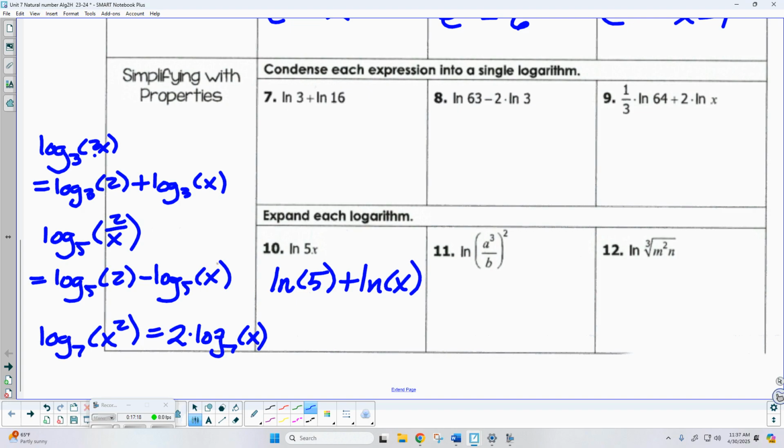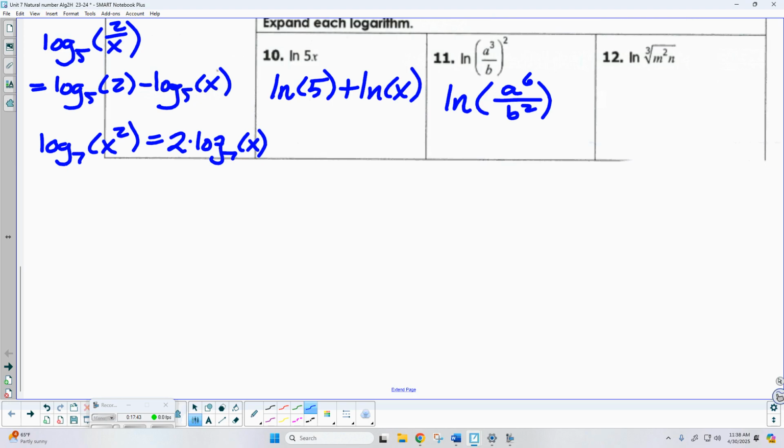Now for 11, we're dividing, so we already know that means subtraction. There's something I need to do before I do this. I want to go ahead and simplify the argument. So this is going to become the natural log of a to the what? A to the 6th over b squared. Is everybody okay with that? Now I want to go ahead and break it apart. So this is going to be the natural log of a to the 6th minus the natural log of b squared. And I can't help feeling that there's something else I need to do.